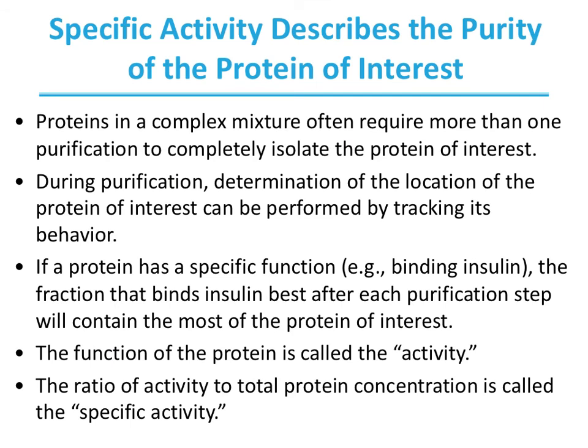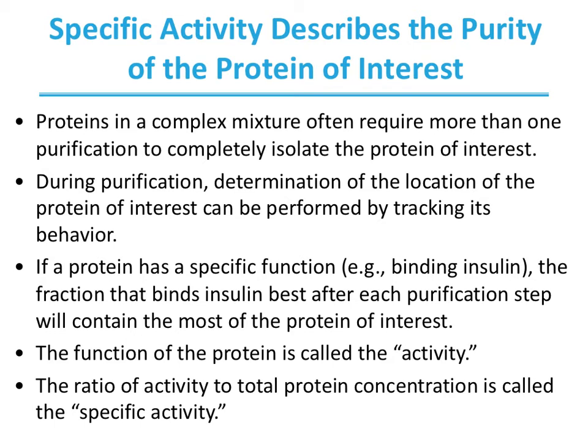Proteins in a complex mixture often require more than one purification to completely isolate the protein of interest. If a protein has a specific function, such as binding insulin, the fraction that binds insulin best after each purification step will contain the most of the protein of interest, and the function of the protein is called the activity.